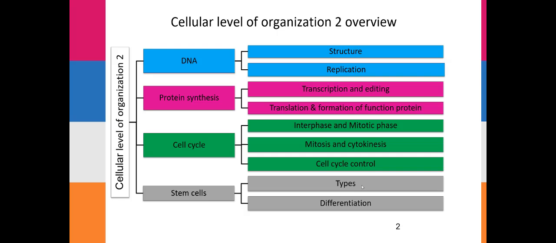So to start off with, I've got the overview of this lecture where I'm going to talk about DNA, its structure, and the process of replication to start off with, followed by the synthesis of protein in some more detail, and then continued on by talking about the cell cycle, which includes the different phases of the cell cycle and how the cell cycle is controlled. And then I'm going to finish up by talking about stem cells briefly.